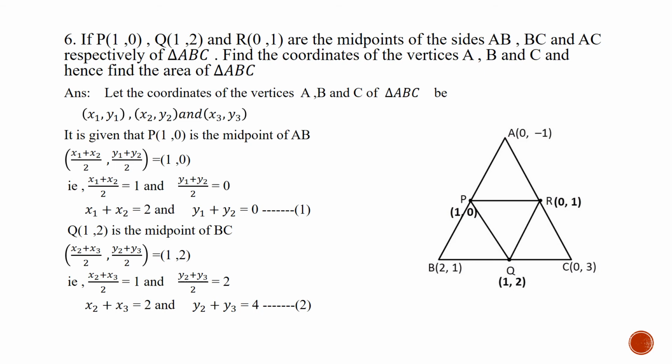Taking the coordinates of B and C, we can write ((x2 + x3)/2, (y2 + y3)/2) equal to the coordinate of Q, which is (1, 2). Equating the x coordinates, we have (x2 + x3)/2 = 1 and (y2 + y3)/2 = 2. From this, the second equation can be written as x2 + x3 = 2, y2 + y3 = 4.